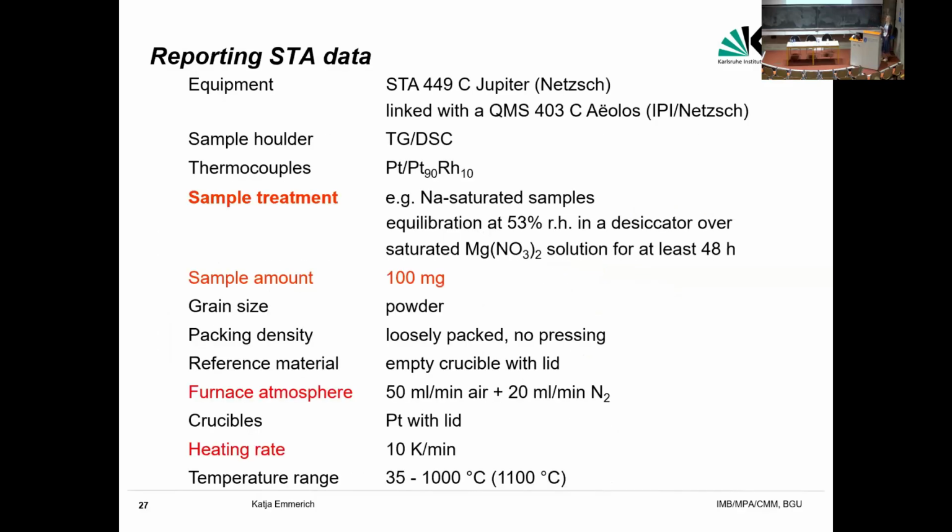And with these explanations on the experimental conditions, you see that you always should report this information, and you also should have a look when comparing your data with literature data if they gave all the details how they performed the measurements.